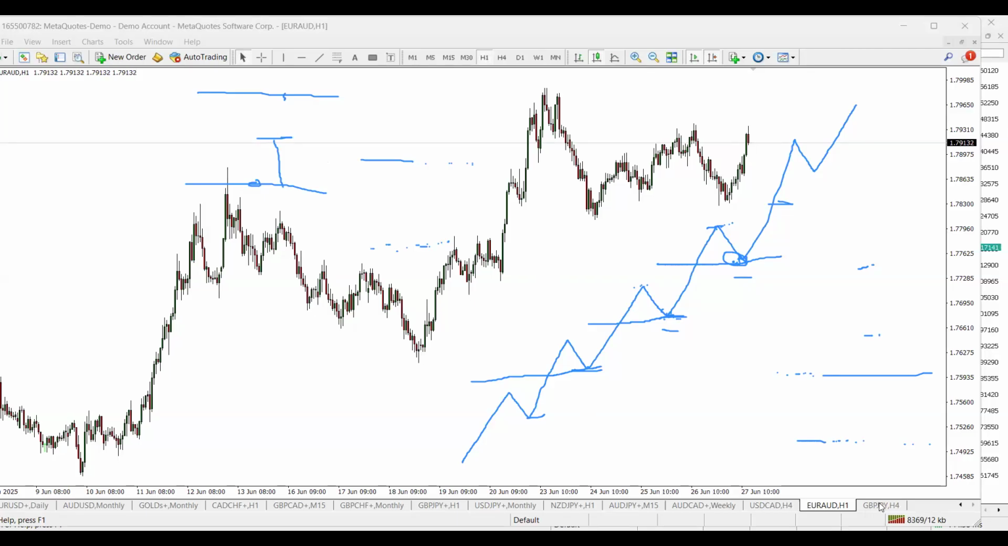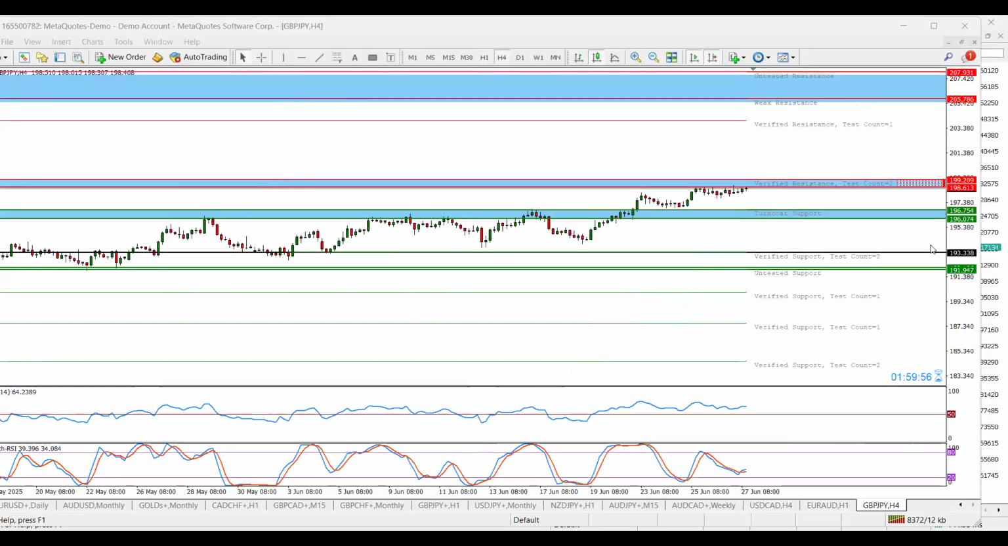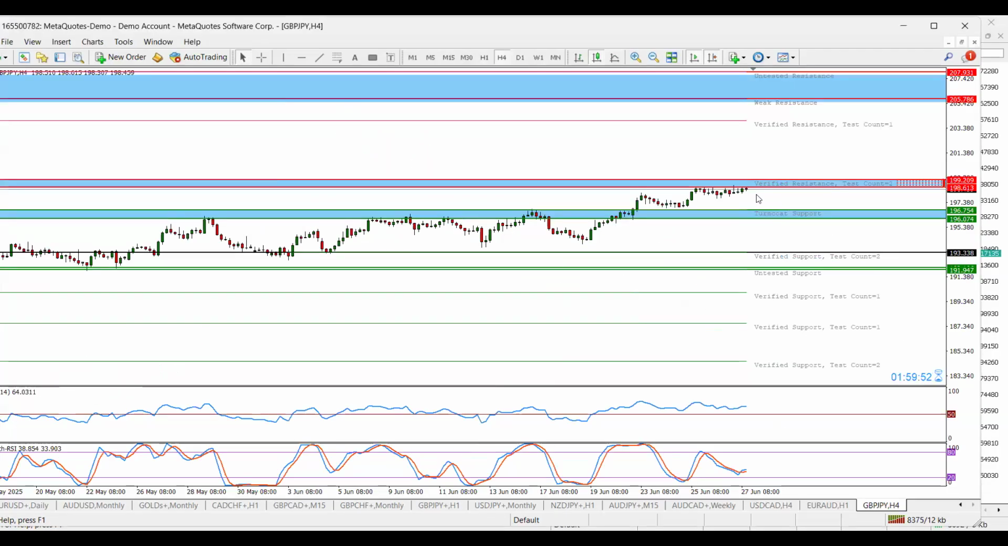So you must wait. You must be patient. You must be patient for price to go above here, right? To break above here and do a retest. And when it does that retest, you set your buy before it comes. You're not supposed to do it when it comes.